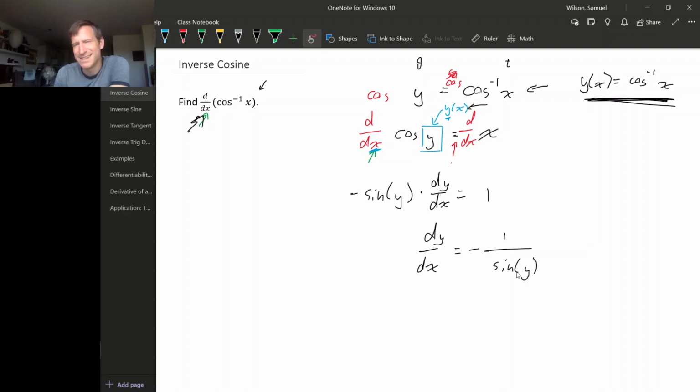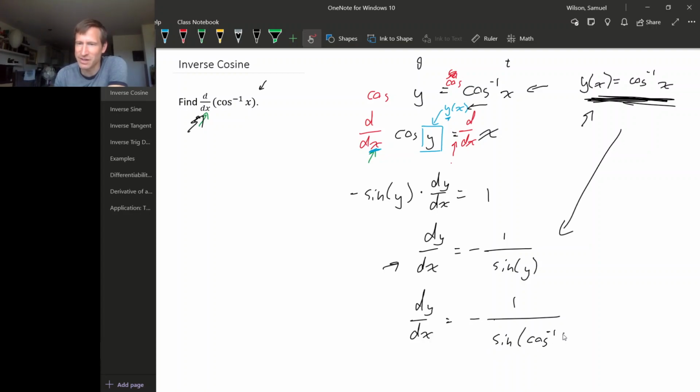Well, since y is a function of x, dy/dx should also be a function of x. And the way we have it written right now, it's a function of y instead. But look, y is just inverse cosine of x, so we can use that to turn this y into an x. So for dy/dx, we can substitute this in. We get minus 1 over sine of y, but y is inverse cosine of x.